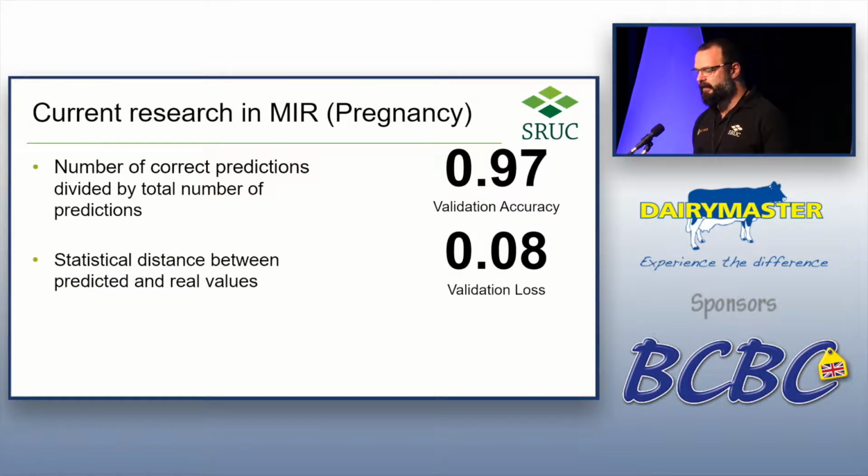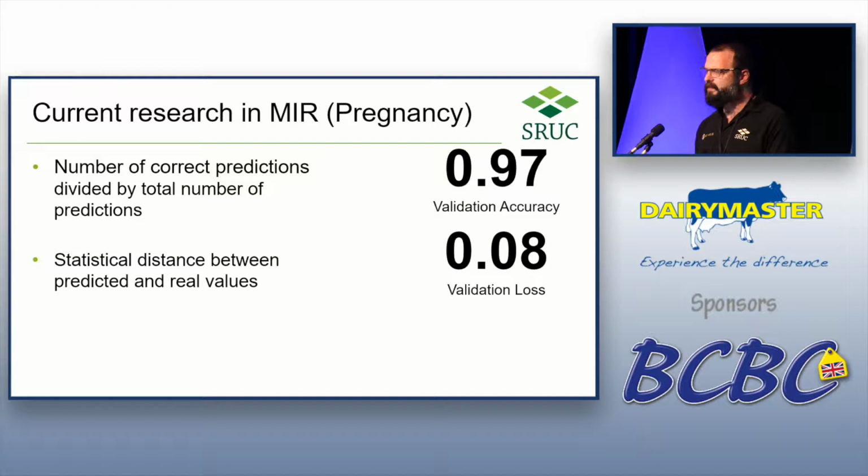Another metric we look at is the validation loss. That is the statistical distance between the predicted and the real value. So if a cow is pregnant and the label is 1 and the model predicts 0.999, the difference between the two is very low. That's good because it's so close to the real answer. And the opposite is true. If the cow is not pregnant, it's labeled as a 0, and if it predicts 0.001, that means it's fairly accurate in predicting that right. So this value can range from infinity to 0, and you try to get it as close to 0 as possible.